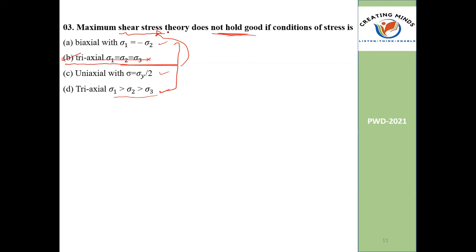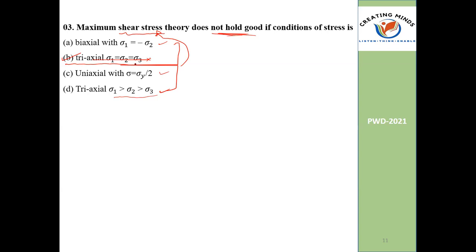A triaxial load where all stresses are equal will not hold the condition of maximum shear stress. If all stresses are equal, are you getting a maximum value? Please think. If all stresses are equal, then obviously shear stress in all directions is equal. If sigma 1 is greater than sigma 2 greater than sigma 3, then you may expect a good condition. Hence, we have to pick the second option. Any doubts?